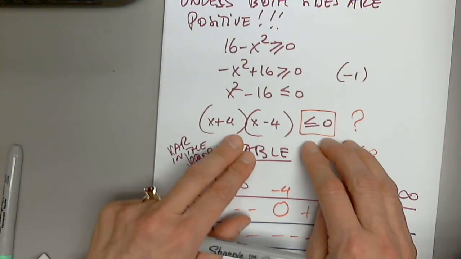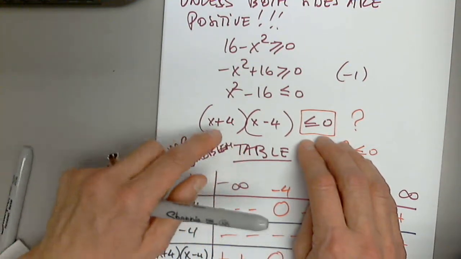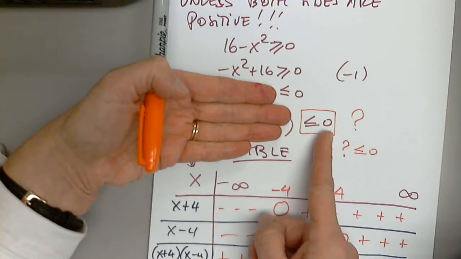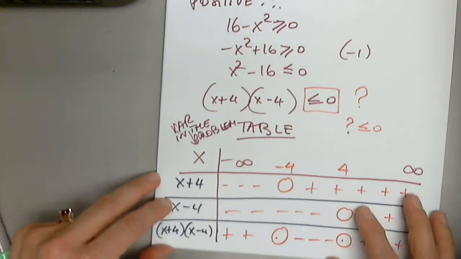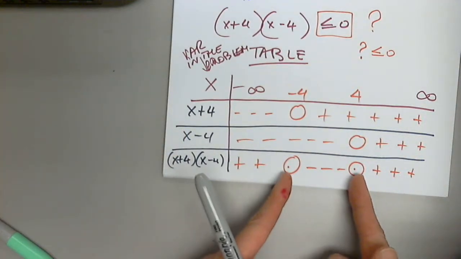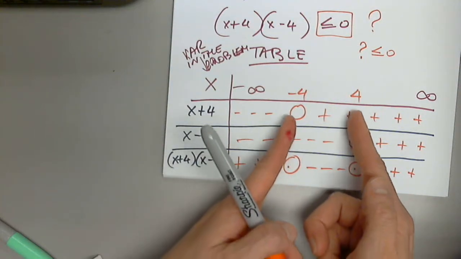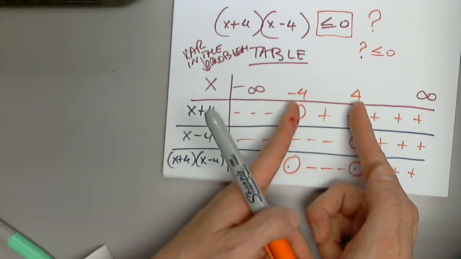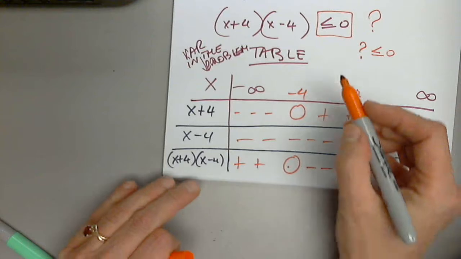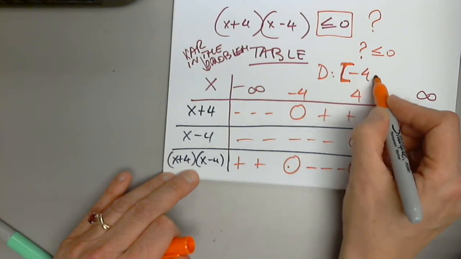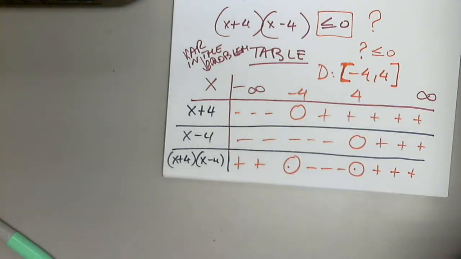And now I come back to see what I pick. Well, I want this to be negative, because if this is negative, it's less than or equal to 0. So I will have to pick this territory, where the product is negative, meaning I have to pick between -4 and 4 as the domain of this function with the brackets, because 0 is allowed.